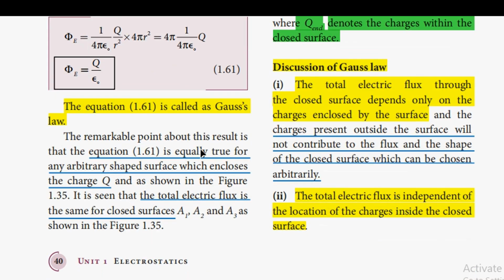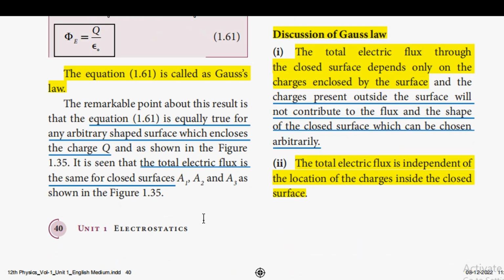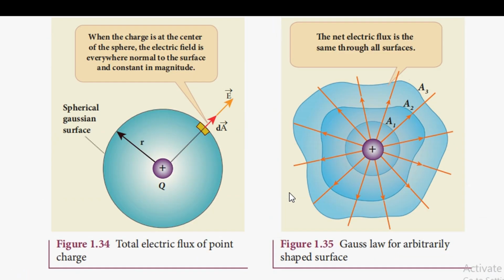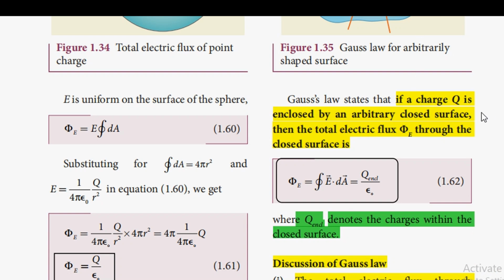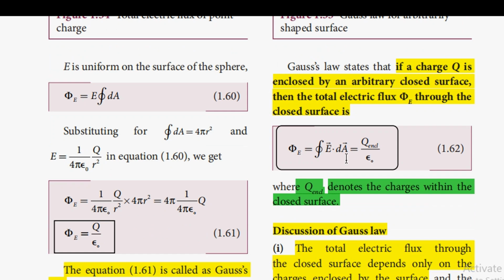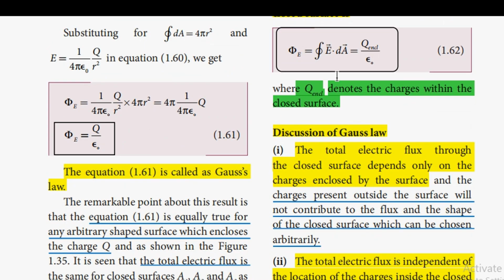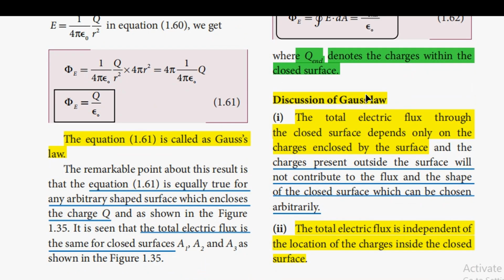The remarkable point about this is that equation 1.61 is equally true for any arbitrarily shaped surface which encloses the charge Q, as shown in figure 1.35. We have seen that the total electric flux is the same for closed surfaces A1, A2, and A3, as shown in figure 1.35. Then Gauss law says that if a charge Q is enclosed by an arbitrary closed surface, then the total electric flux phi E through the closed surface is given by phi E equal to closed integral of E dot dA, that's equal to Q enclosed by epsilon naught. But this Q enclosed denotes the charges within the closed surface.